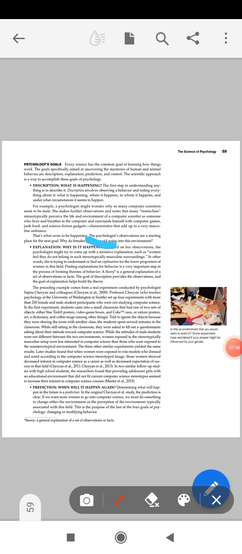Based on the observations, the psychologist might try to come up with a tentative explanation, such as women feel they do not belong in such stereotypically masculine surroundings. In other words, she is trying to understand or find an explanation for the lower proportion of women in this field. A male-dominated field of computer science doesn't mean that it does not have any women in the field of computer science.